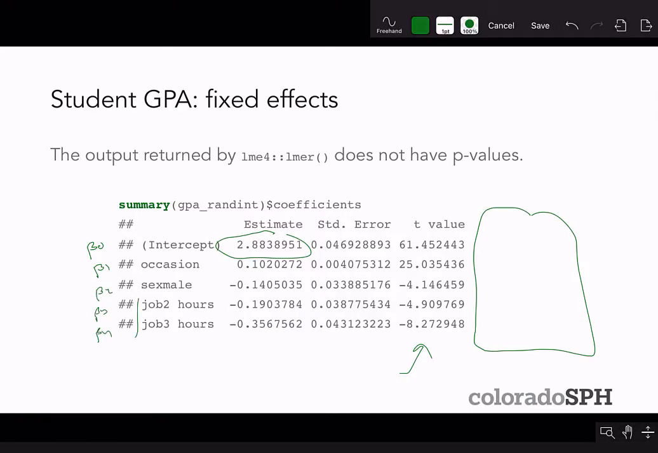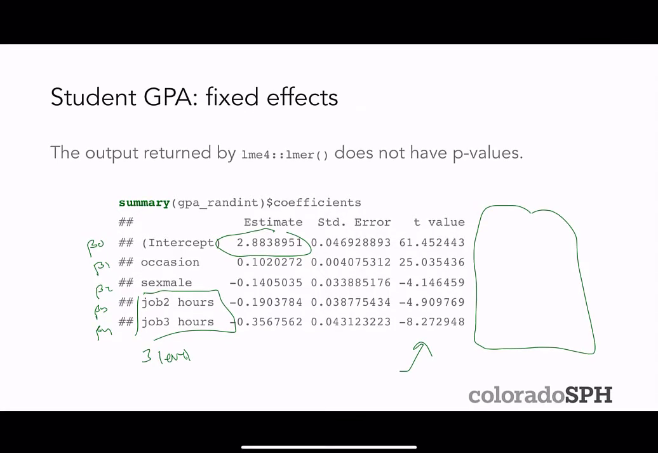And again, job was a 3-level categorical variable. So we have 2 betas for that one, because you have in here the reference category, I think, is working for 1 hour a week or something like that.